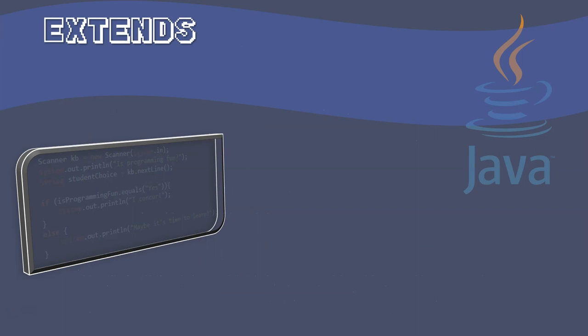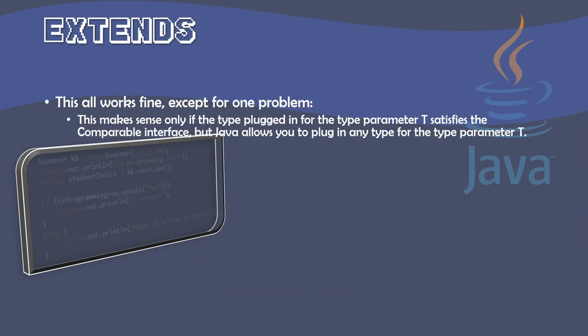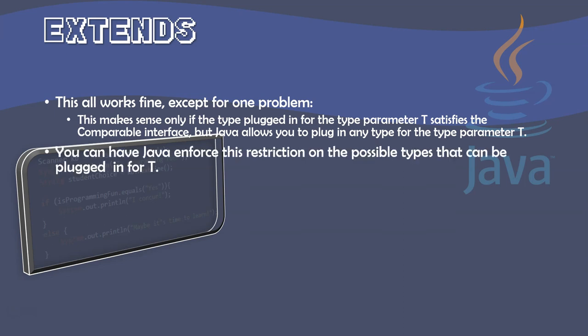Now you can start seeing how this can come into play, and of course when we have things like our keyword extends here, this all works great except for one minor problem. The type parameter T might satisfy the Comparable interface, but remember, Java allows you to plug in any type for T. So any type parameter can be plugged in there.